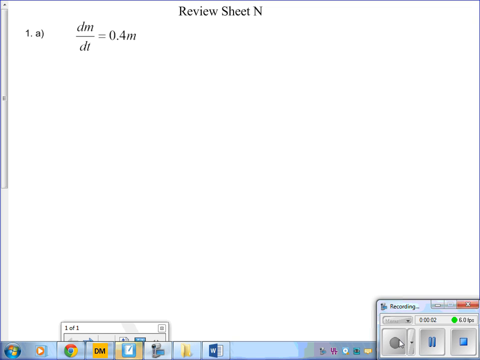Review sheet number 1A, I must find the general solution. I'm going to make sure that my letters that are the same are on the same side. So if I'm putting the m's on this side, then this m here needs to come over. I'll divide by it instead. The 0.4 is staying on this side, and this dt is moving up. Now they're separated, I can integrate both sides.